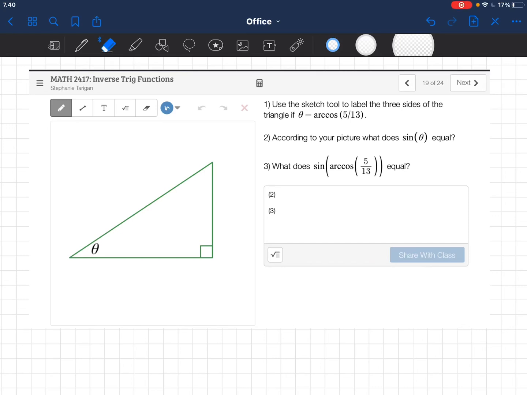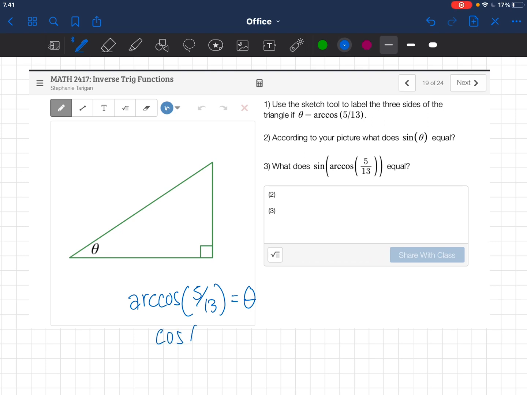Okay, now if you watched the previous video, this problem here should be easier. So they gave you that arc cosine 5/13 equals theta here. Again, we wouldn't know what theta is. Excuse the background noise. People like to slam the door. So in other words, cosine of this theta angle equals 5/13.